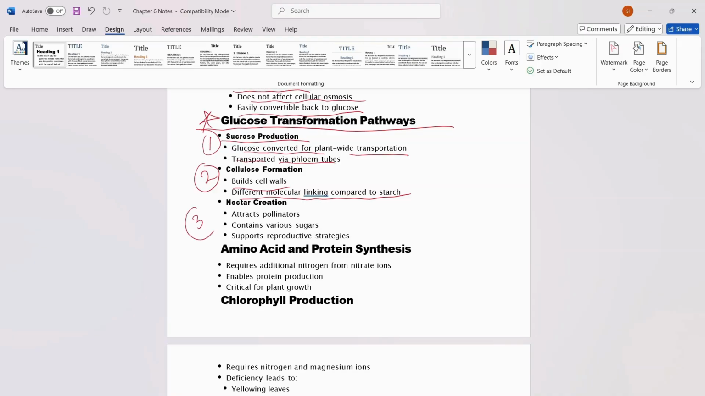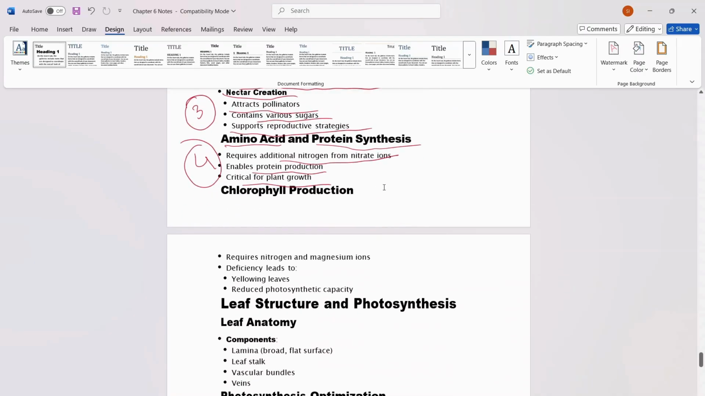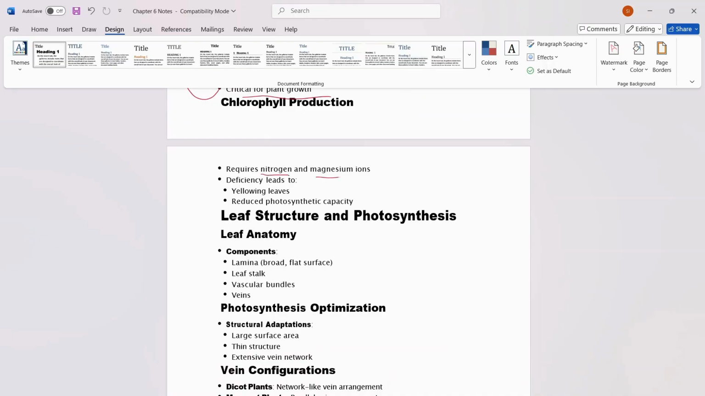Third is nectar creation, which attracts pollinators, contains various sugars, supports reproductive strategies. Fourth, we have amino acid and protein synthesis, which requires additional nitrogen from nitrate ions, enables protein production, critical for plant growth. Now, let's talk about chlorophyll production, which requires nitrogen and magnesium. Then deficiency leads to yellowing leaves and reduced photosynthetic capacity.